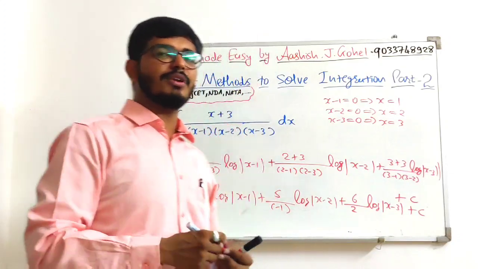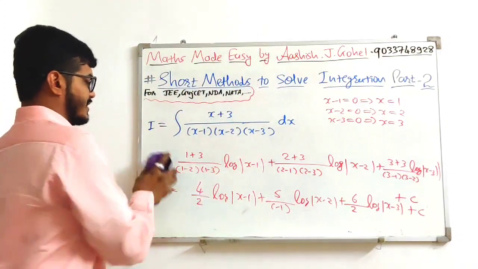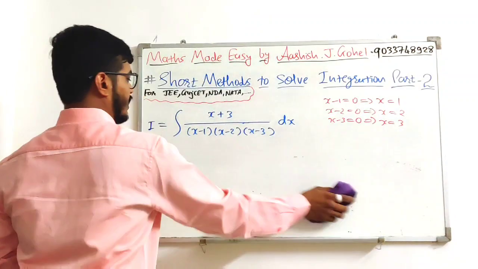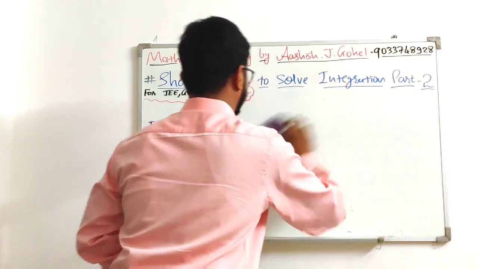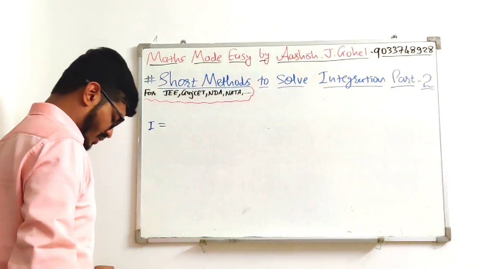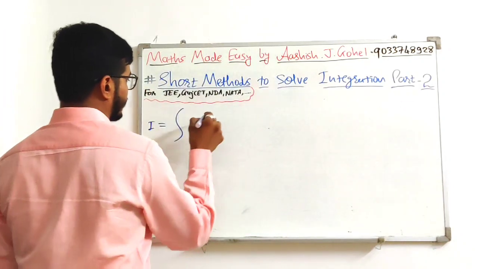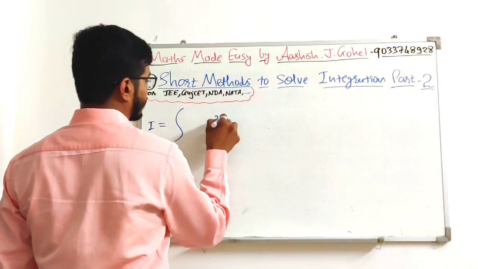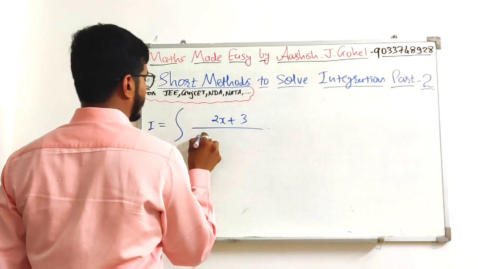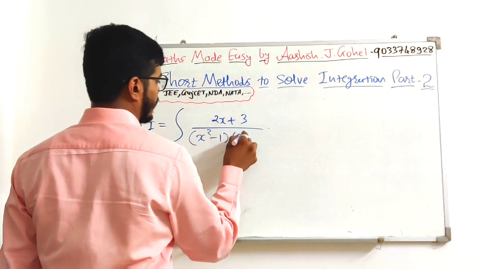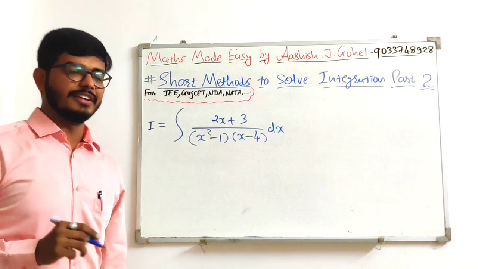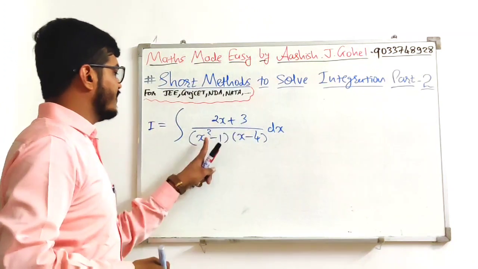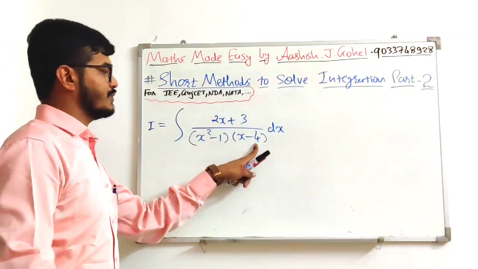Let us take another example of the same question. Here we are given 2x plus 3 divided by (x square minus 1)(x minus 4).